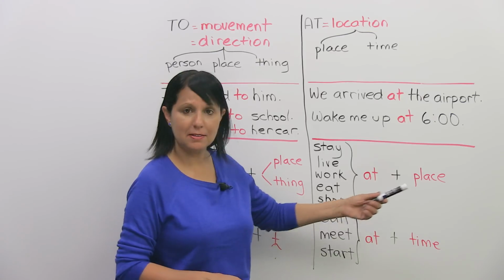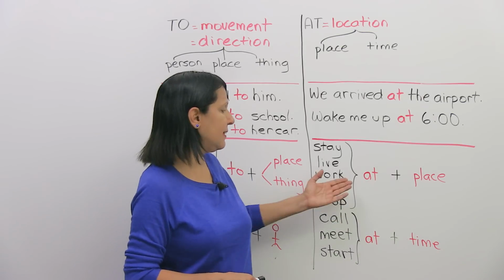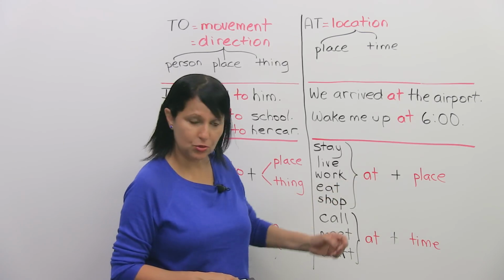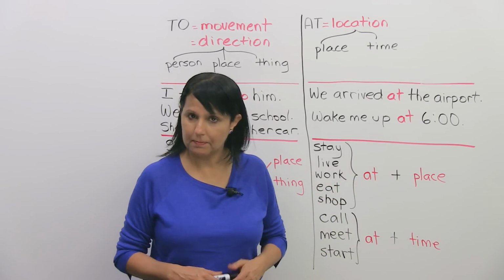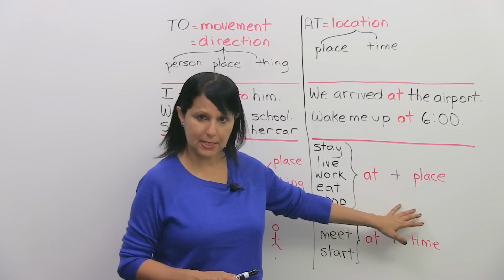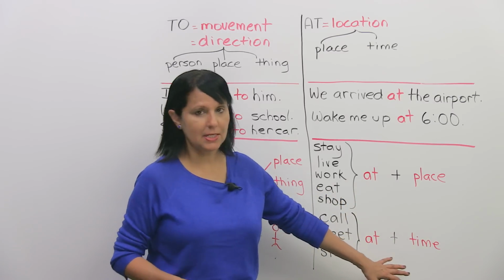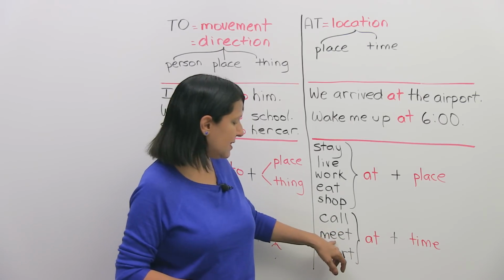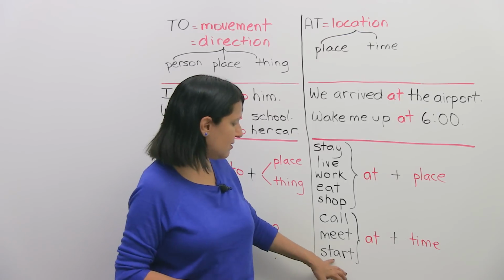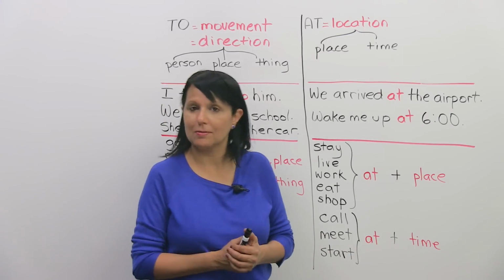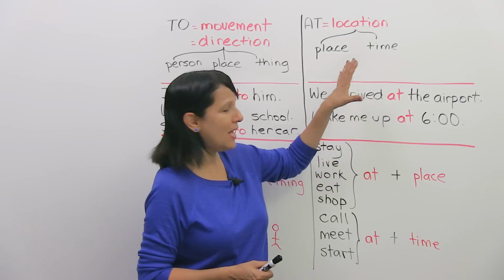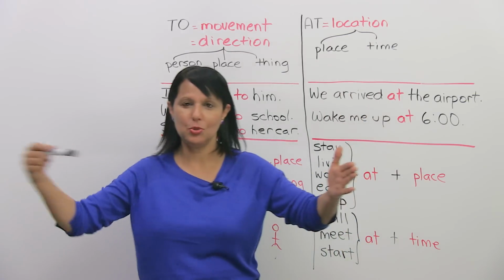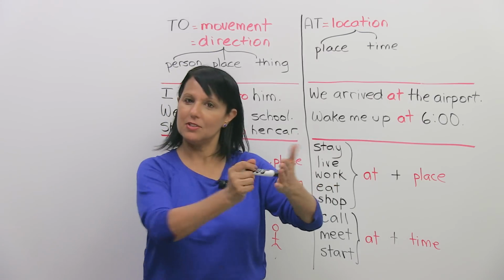We stayed at the hotel, for example. I live at. I work at. I eat at this restaurant. I shop at the mall. Okay? So at plus place, or sometimes at plus time. Call me at 5 o'clock. Let's meet at noon. Let's start at 10 o'clock. Okay? So we have at, location, arrival, and to is always movement or direction.